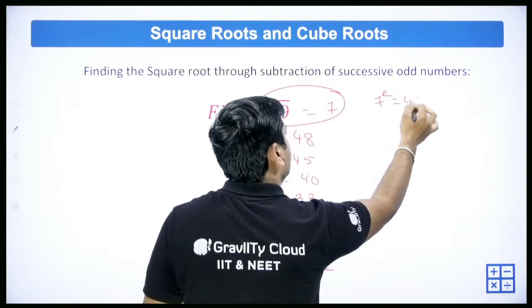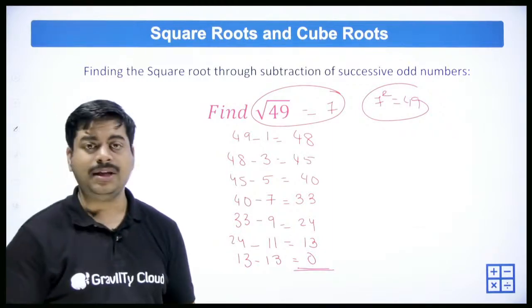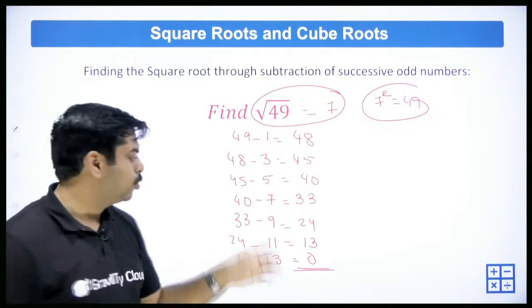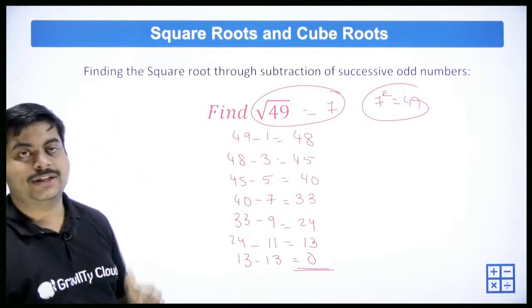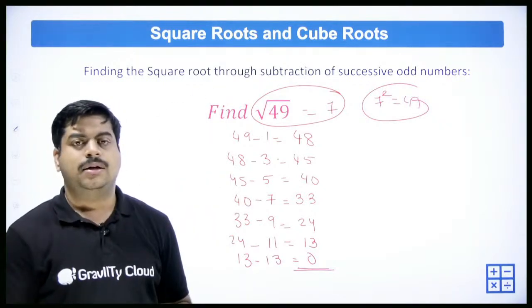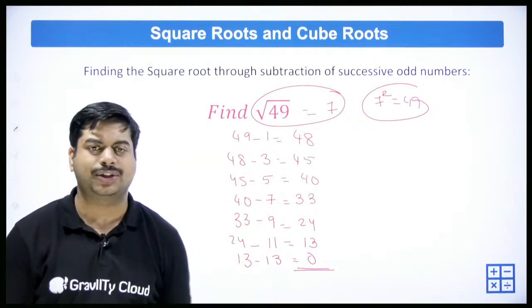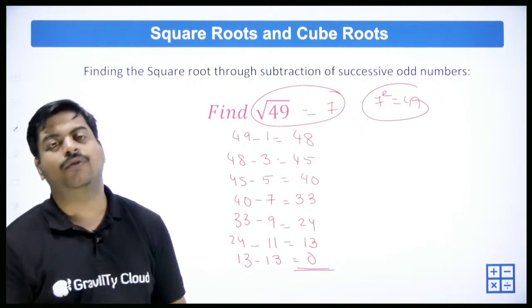This is okay for small numbers, but for large numbers we need some other method. If it is a 5-digit number or 6-digit number, you cannot go in this way. For a 2-digit number like 49 itself, you need 7 steps. If it is a very large number, for example 10,000, you need to go for 100 steps. Can you do that? No. So definitely there should be some other process to identify the square root.